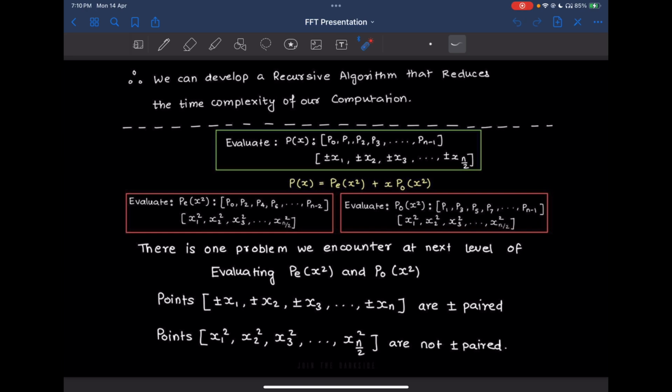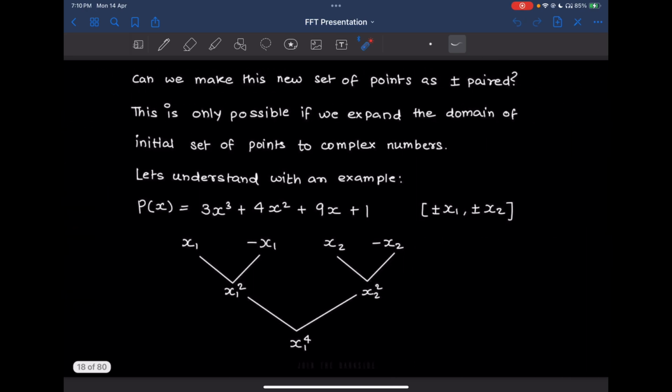And these points are not positive negative paired. Now, can we make this new set of points positive negative paired? This is only possible if we expand the domain of the initial set of points to complex numbers. So let's understand with an example.